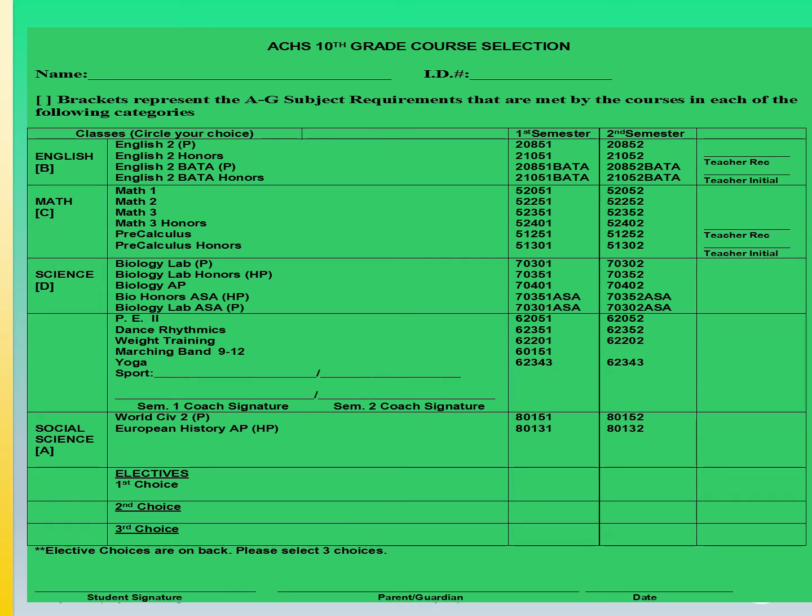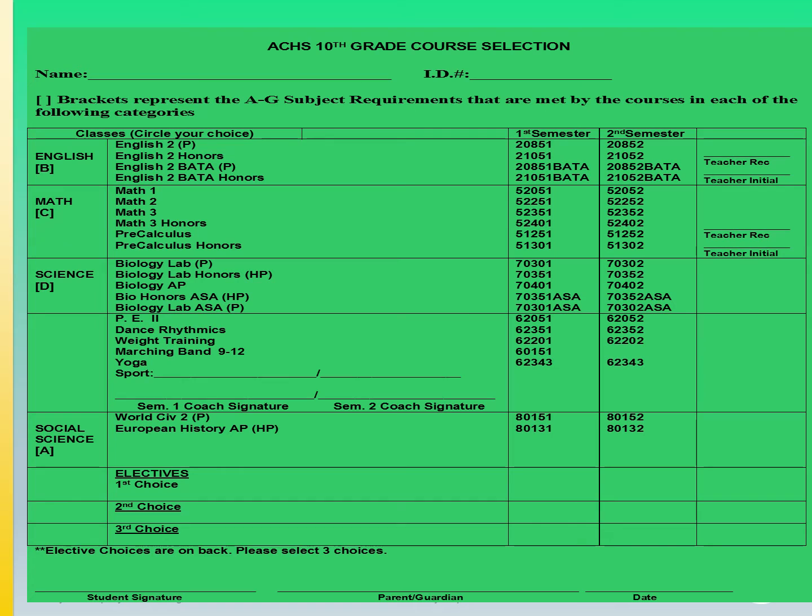The first category is English. The options are English 2 College Prep, English 2 Honors, and if you're enrolled in the BADA Business and Technology Academy, you have either English 2 BADA or English 2 BADA Honors. For math, the options are Math 1, Math 2, Math 3, Math 3 Honors, Pre-Calculus, and Pre-Calculus Honors.